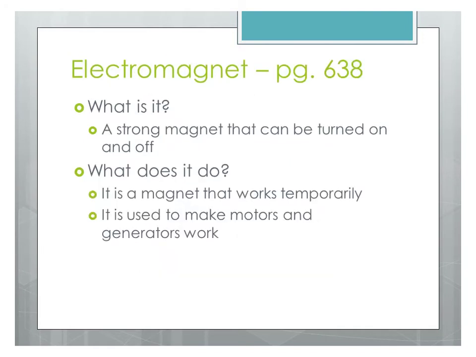So in the book, when you're back here in class, it would be a good idea to look at page 638. In fact, on our lab that we do, you're going to have a question that comes from this page. So you might want to write this down in your notes. An electromagnet is a strong magnet that has the ability to be turned on and off. And the fact that we can turn it off means that it works temporarily. Okay, it's not permanent, and an electromagnet is used to make motors and generators work.